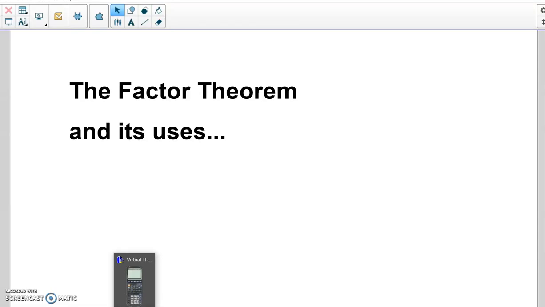Hey everyone, these are the notes and examples that we're going to do for the factor theorem, which is the second of the two sets of notes inside that little booklet on notebook page 65.